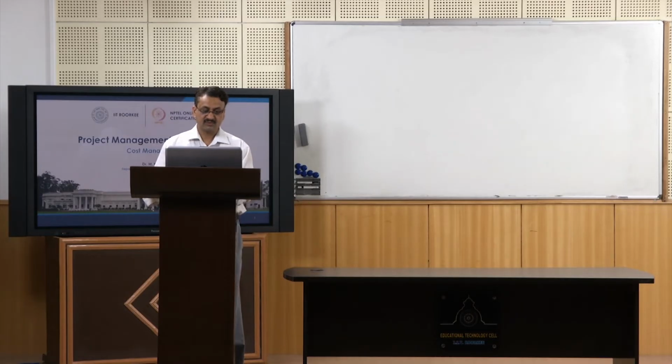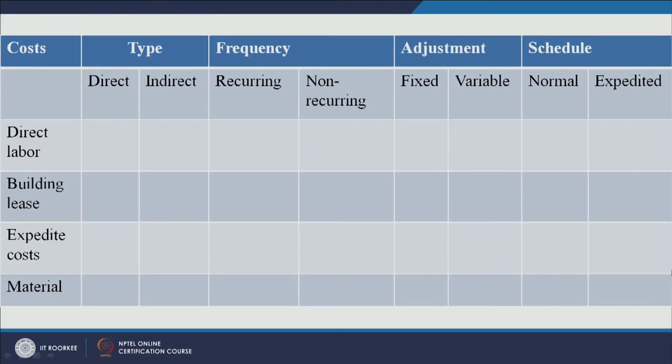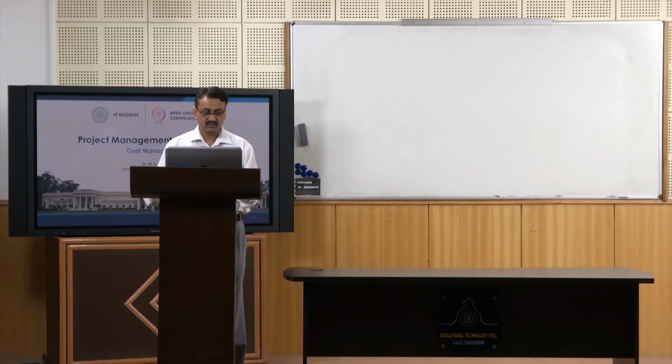Let us look at expedited cost. Of course, this would be right here. So, expedited cost. Expedite cost is not normal, that is for sure. What about fixed and variable? Is it a fixed or variable cost? So, you should be able to identify these costs into different classes. You should identify them and put them into different classes.